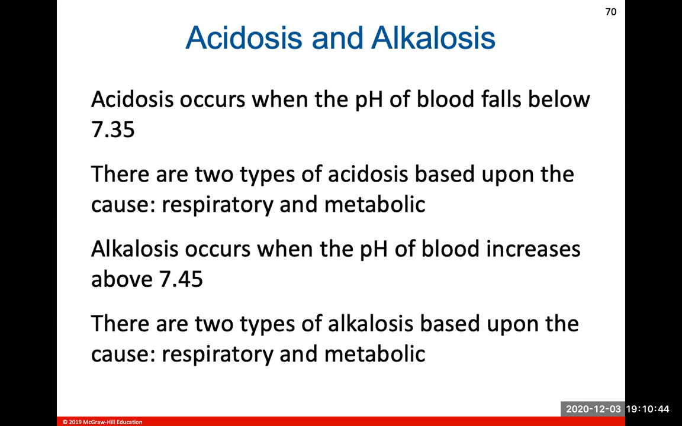Acidosis and alkalosis. Acidosis means the blood is too acidic, and this will occur when the pH of the blood falls below 7.35. There are two types of acidosis: respiratory and metabolic. Alkalosis occurs when the pH of the blood increases above 7.45, and there are two types of alkalosis based upon the cause: respiratory and metabolic. And that takes us through the acid-base balance.